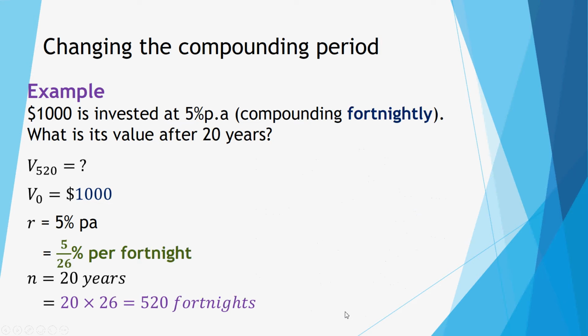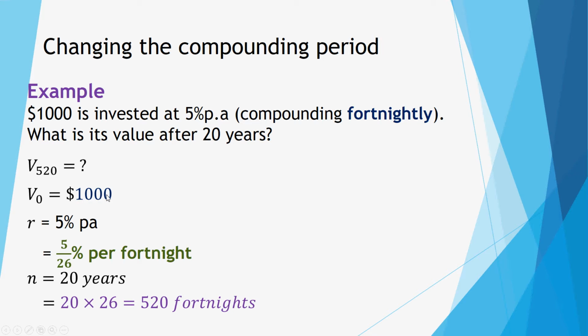Let's repeat this example again. This time we're going to compound our interest fortnightly. So 20 years multiplied by the 26 fortnights per year gives us 520 fortnights. So we're trying to calculate what's the value of our investment after 520 fortnights.